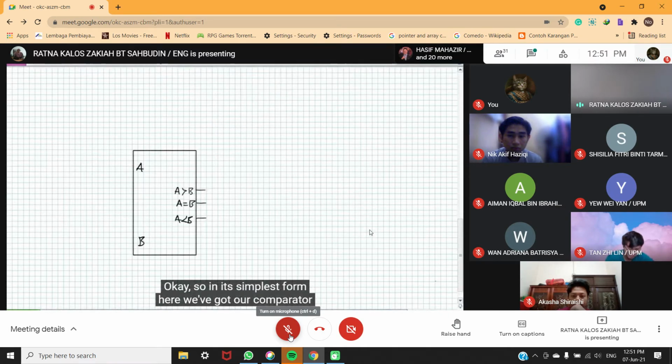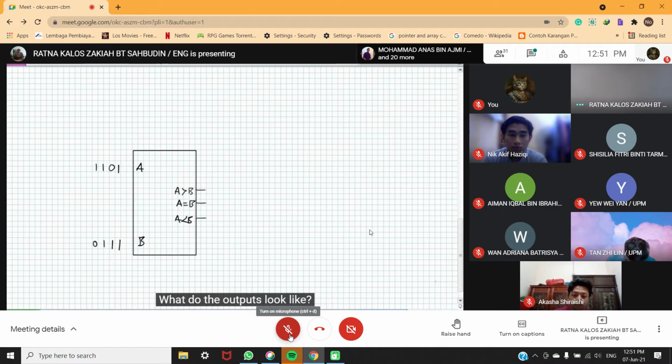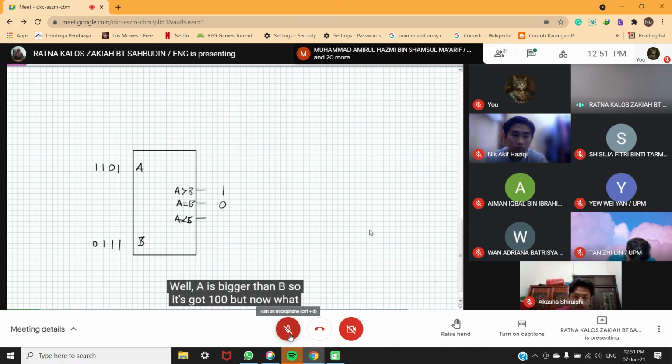In its simplest form here, we've got our comparator with 2 inputs, A and B, and it's got its 3 outputs. Let's just put the number, MSB to LSB, 1101 with 0111. What do the outputs look like? Well, A is bigger than B, so it's got 1 0 0.